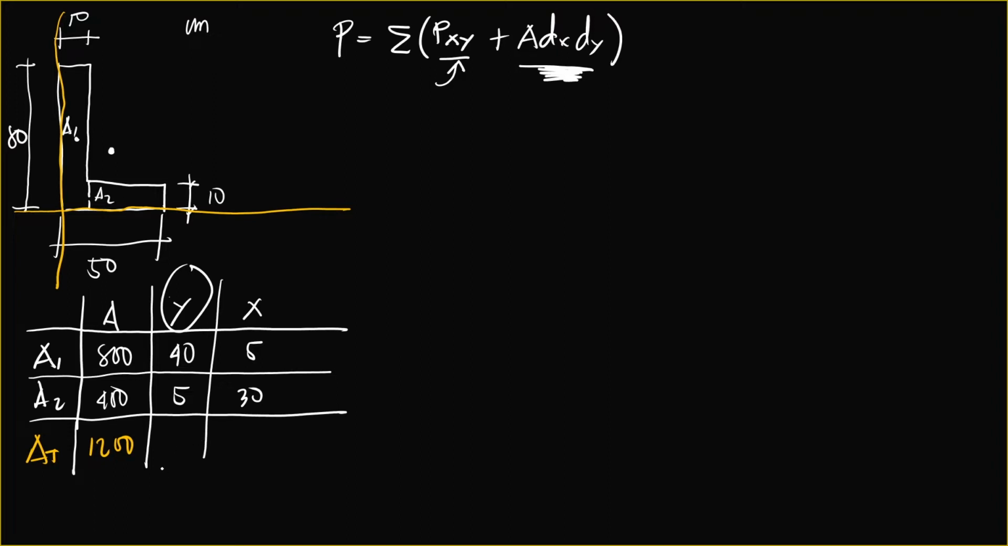This quantity is what we call y bar, and this quantity is what we call x bar. So we will compute y bar and x bar. Using Varignon's theorem, the total area multiplied by y bar equals A1 times y1 plus A2 times y2. Try to compute it. Solving for the value of y bar.